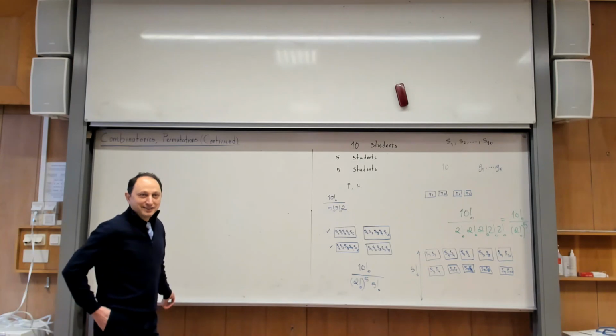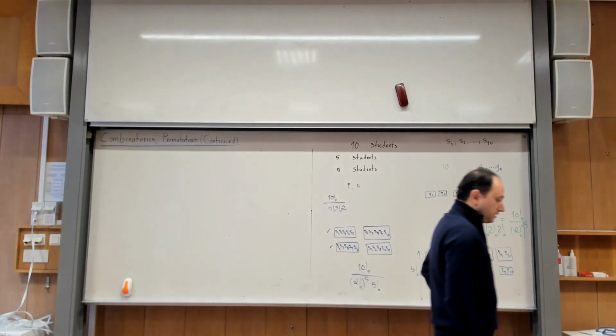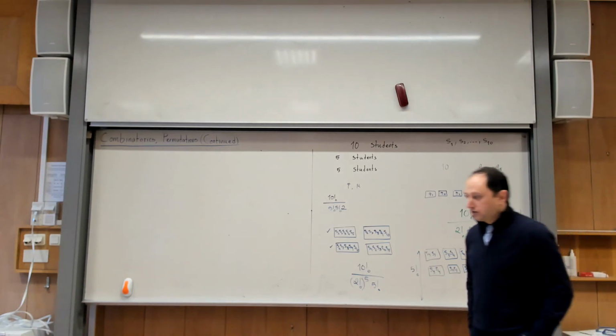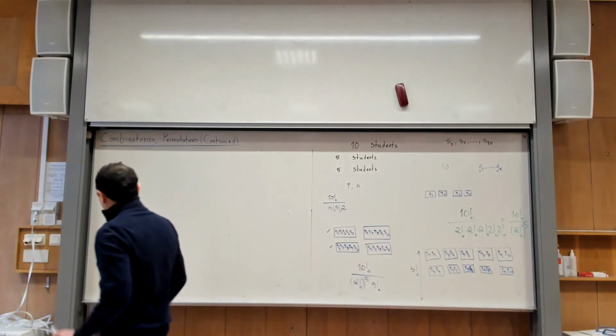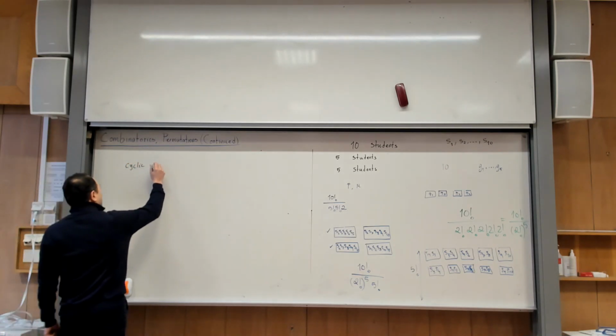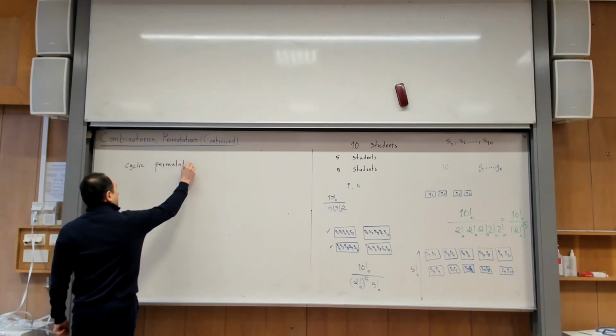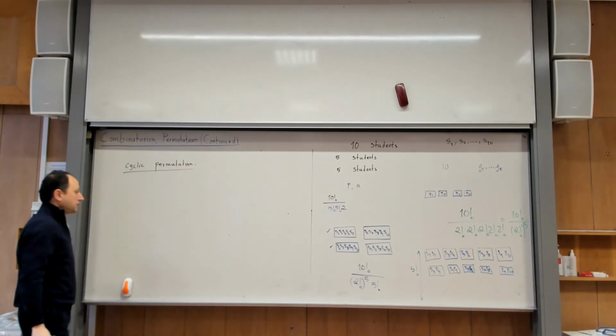Okay, is that clear? Now let me ask you another question. This is called a cyclic permutation. So what is the meaning of that?